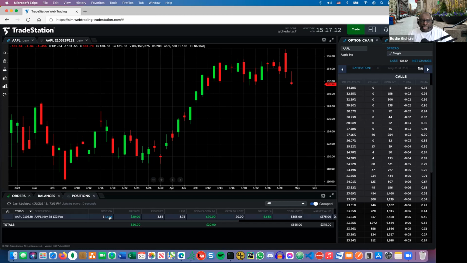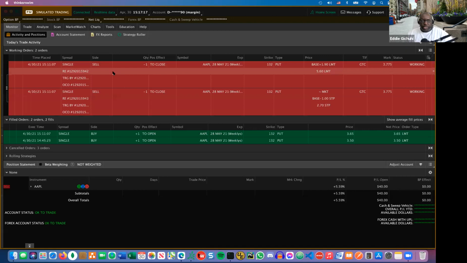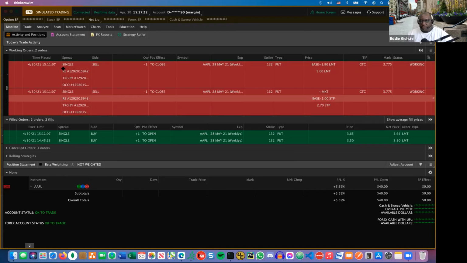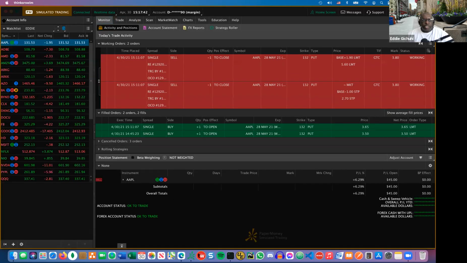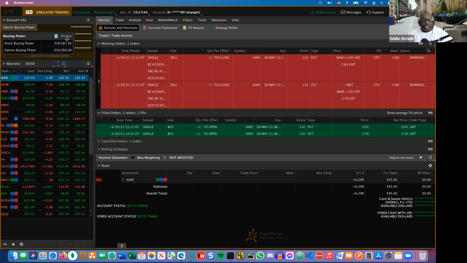So let's go ahead and see what Apple is doing on thinkorswim. I'm going to go to my monitor screen, and look at that. We are up $40. Why are we up $40 and the other one we're up only 20? It's because we have 2 contracts. Let me turn on my numbers here because this is just the SIM account and I don't need to hide so much. All right.